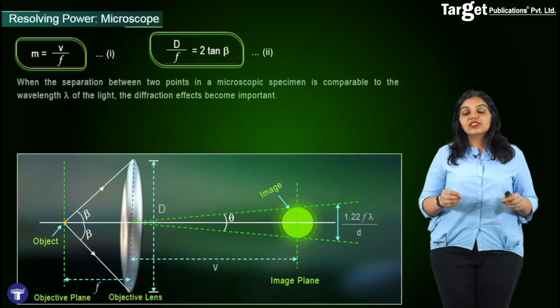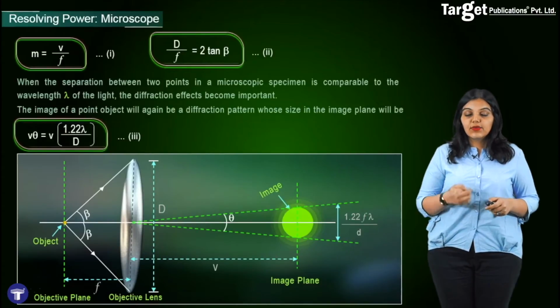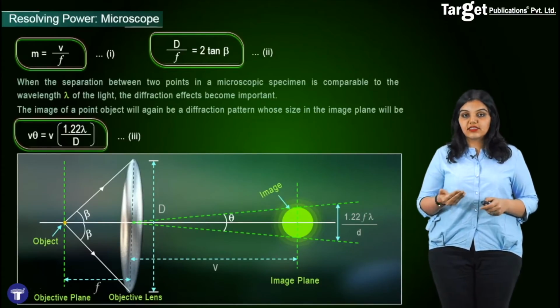Next we see that the size of the image formed is equal to v theta, where theta is 1.22 lambda by d. We got this from the analysis of diffraction at a circular aperture.